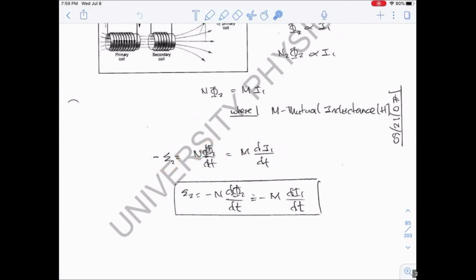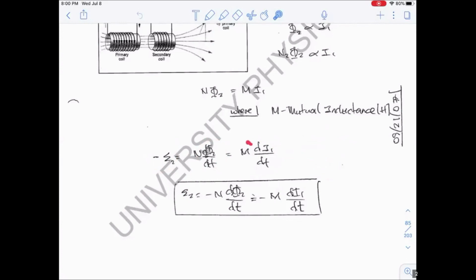That's it. Any variation of the current within the primary causes a variation of the flux within the secondary, which is responsible for the electromotive force in the secondary. And the electromotive force in the secondary is obviously going to drive the current in the secondary. So that's what we end up getting.